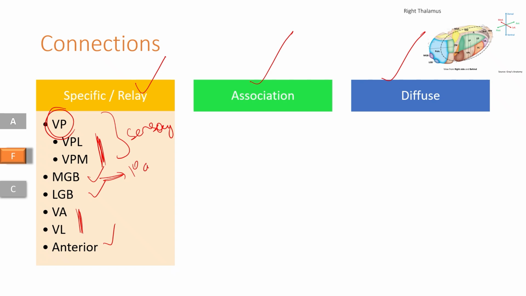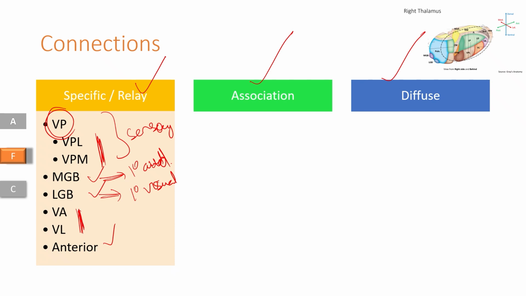MGB will be going to the primary auditory area. From the MGB, the fibers are projecting to the primary auditory area, that is the Heschl's gyrus and the transverse temporal gyrus. LGB, lateral geniculate body, is projecting into the occipital cortex around the calcarine sulcus. That is the striate cortex, that is the primary visual area.